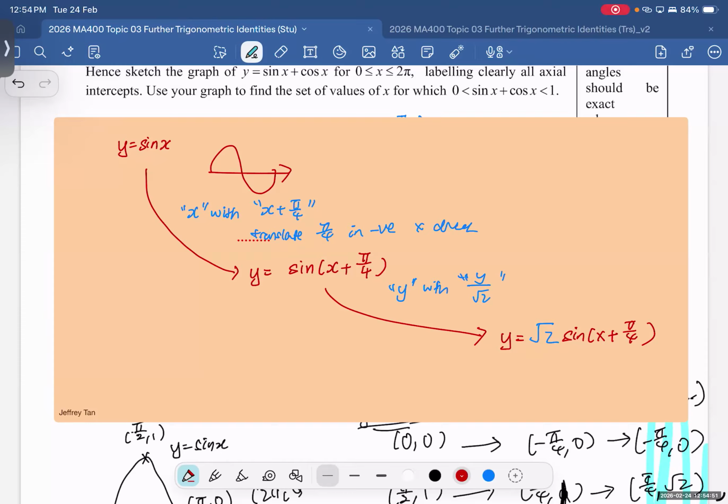Okay, first time, if I translate by pi over 4, what will happen to the x coordinate? Can someone teach me what will happen to the x coordinates? Very good. So 0, 0 becomes this, this one becomes this, and this one becomes pi over 4.